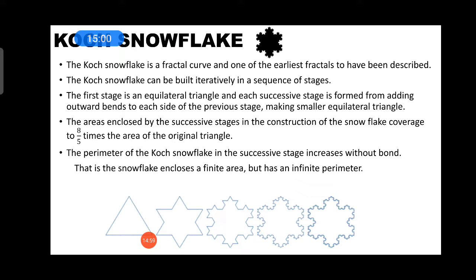This makes smaller equilateral triangles. The area enclosed by successive stages in the construction of the snowflake converges to 8/5 times the area of the original triangle. The perimeter of the Koch snowflake in successive stages increases without bound. That is, the snowflake encloses a finite area but has an infinite perimeter.